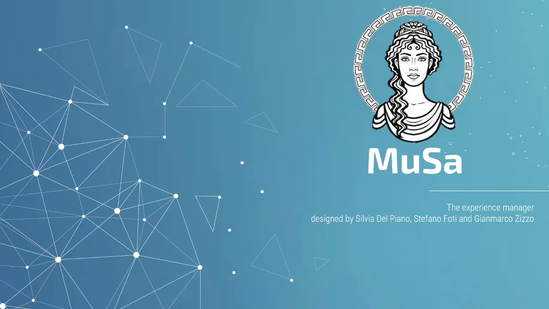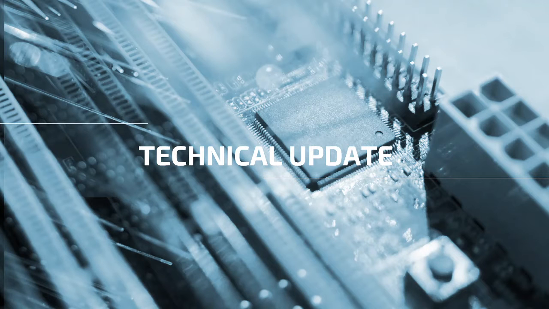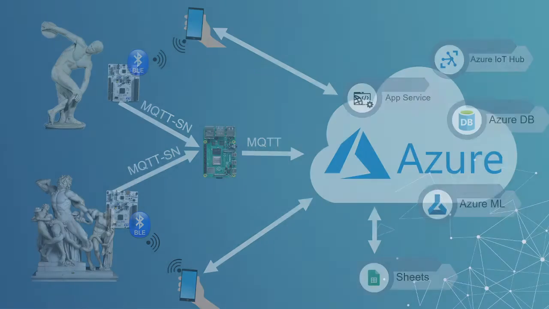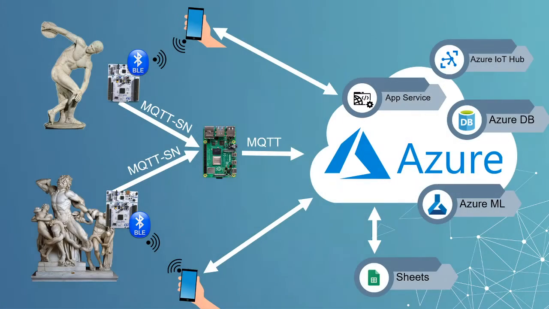Okay, so hi everybody, we are the MuSa team, and in this video we want you to discover some new technical details about MuSa. As you may remember, MuSa needs to know where you are inside the museum. In order to do that, we collect information inside the museum and send to the cloud a locally pre-processed message.